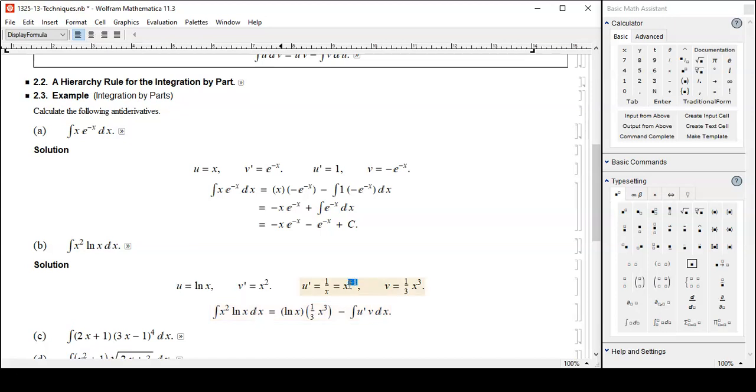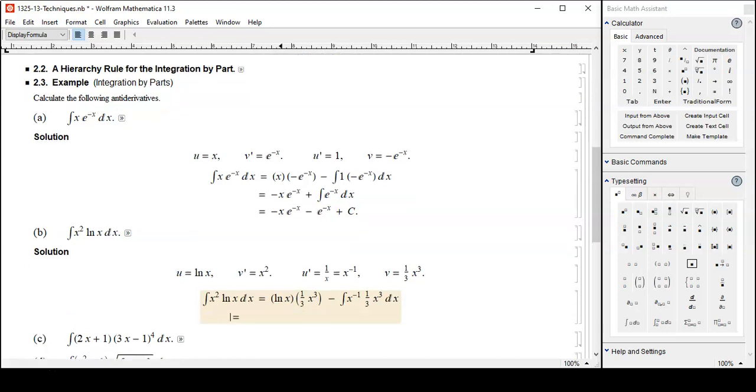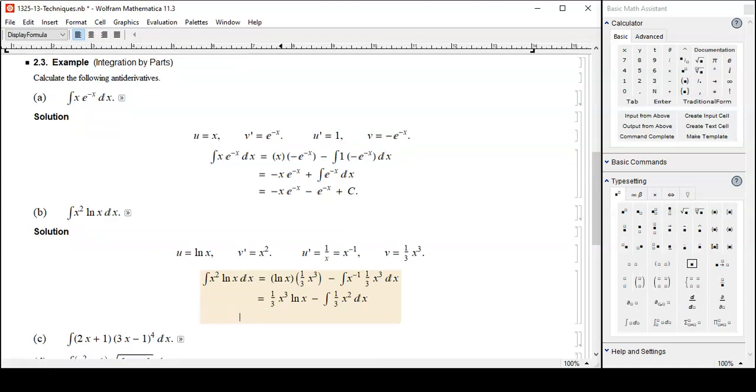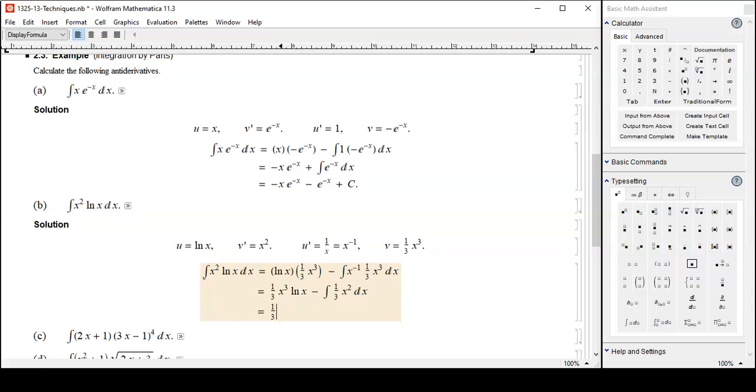And then u prime is x to the negative first power. And then v is 1/3 x to the third power. How do you simplify all this? This one is all set. 1/3 x cubed log of x, and then minus integral of 1/3 x squared dx. Did I simplify correctly? Negative first power, third power, so we have second power. And the resulting integral is much simpler than before.